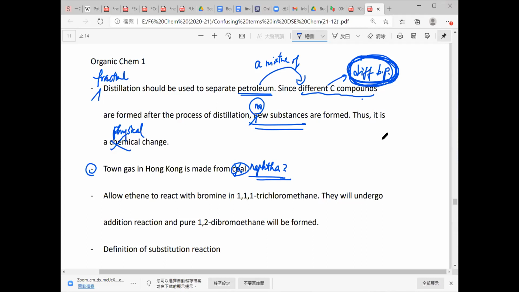Carbon number is different. So what is the process which makes the coal gas? You don't know? So you have to check the principle behind it. But tell me the composition of town gas nowadays.